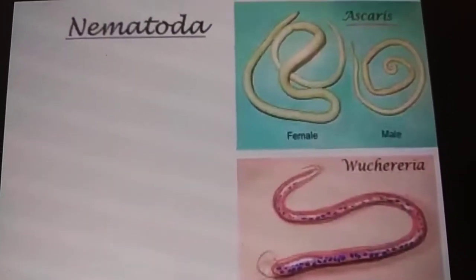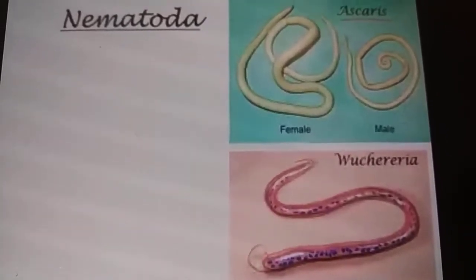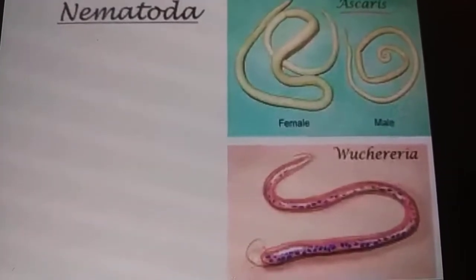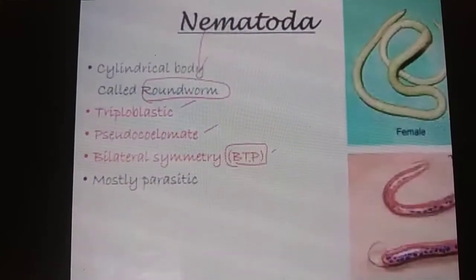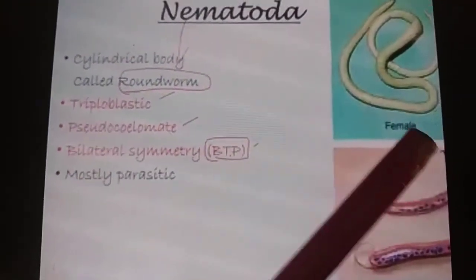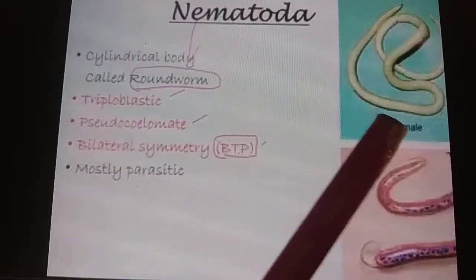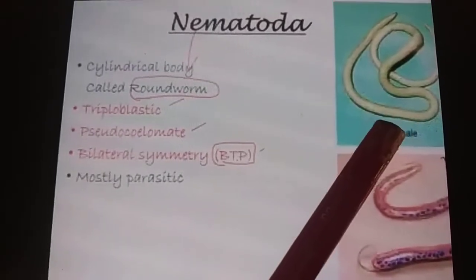Nematoda, you can see the Nematoda body is also bilateral. These are nothing but the roundworms or pinworms which are found in the body. As you can see here, it is a cylindrical body. Called roundworms, which are found in the intestine of the human being. That is the roundworms.